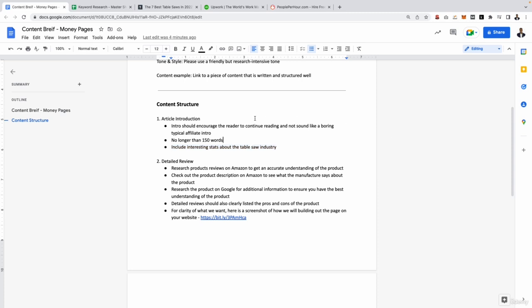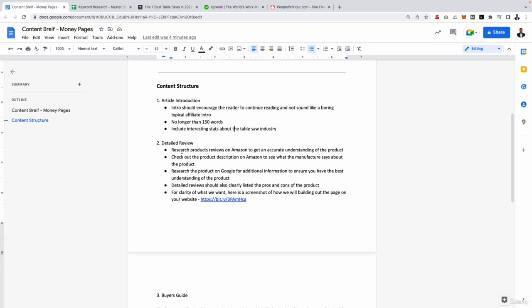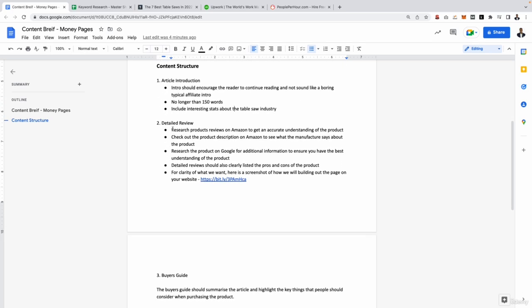I then move on from the article introduction straight into the detailed reviews. And you may remember that in the previous slides, number 2 was my comparison table. However, as there is no content required for the comparison table, it just makes sense to take it out of your content brief. So part 2 is going to be the detailed review. Again, I'm just giving them all the information that I've already ran through in the previous slides. So I'm not going to read through them and bore you, but I have also included a screenshot for clarity just to show them exactly how we are going to be structuring our content.